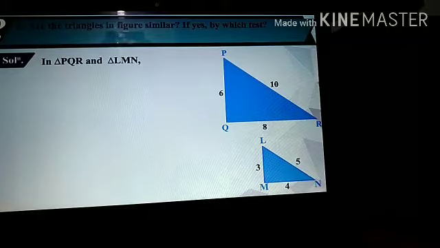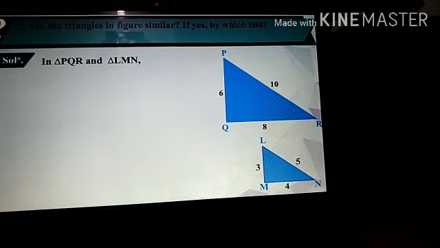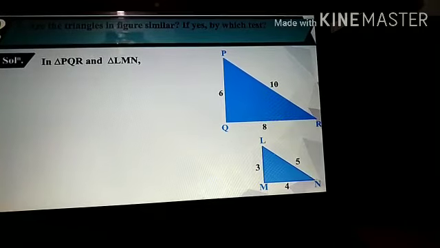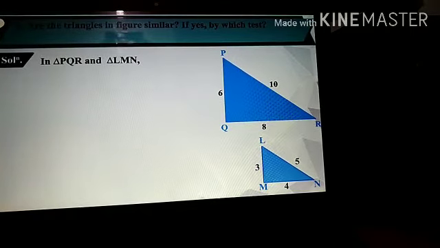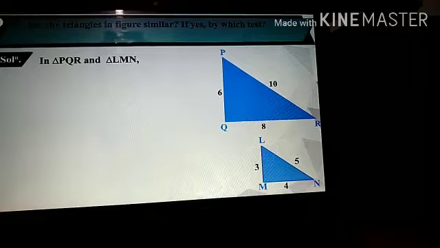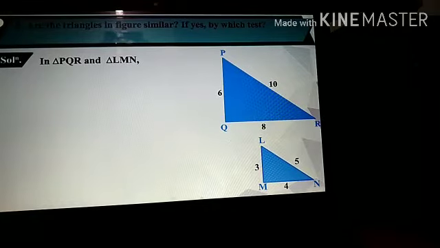Now let us see the solution. So let us consider triangle PQR and triangle LMN. As you all can see in the figure, only the sides of the triangle are mentioned, where there is no information about the angles. So just let us think which test will be applicable for it. Now since there are no angles, AAA test and AA test are out of question.